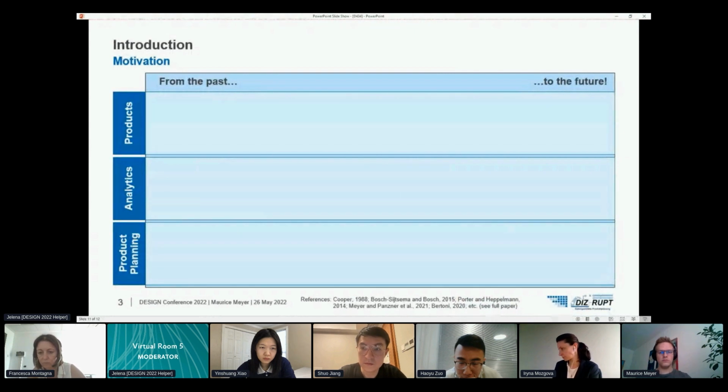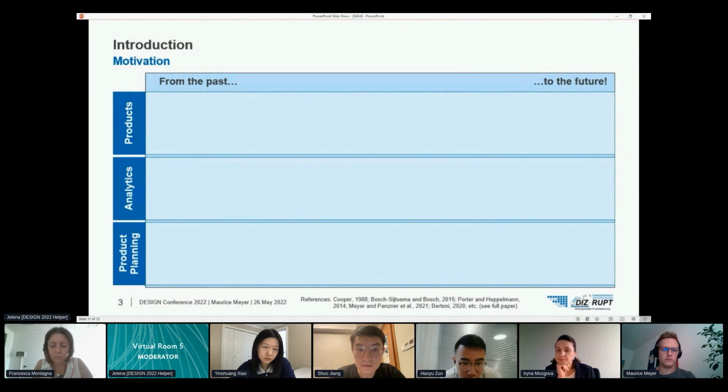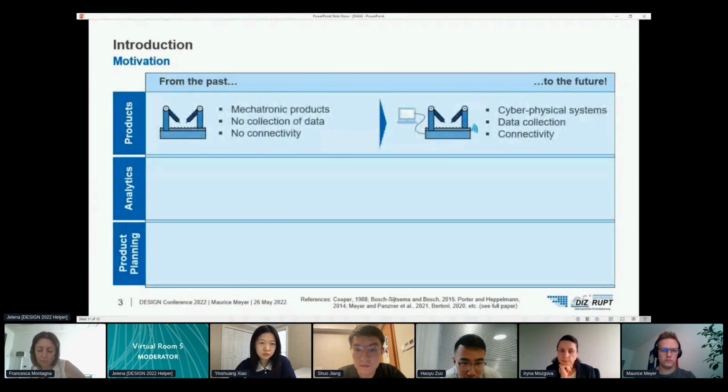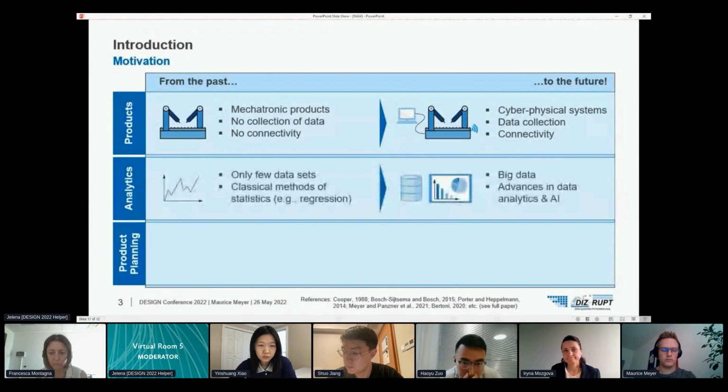In recent years, we have seen a lot of technological progress that led to drastic changes in a lot of areas. For example, in the product area, we have seen the transformation from mechatronic products to cyber-physical systems. These systems are able to collect data during their use phase and to send it to cloud platforms with their connectivity elements. In the analytics area, we have also seen transformation. In the past, we were only able to analyze few data sets with classical methods of statistics like the regression. Now, in the big data era, we have seen a lot of advances in data analytics and AI and are able to analyze huge amounts of unstructured data.